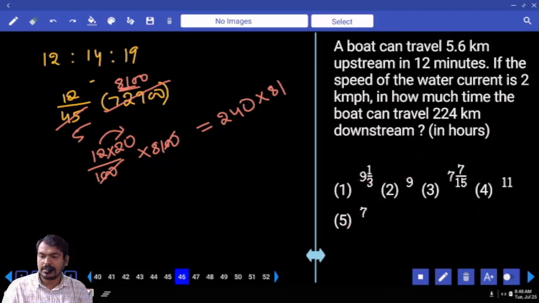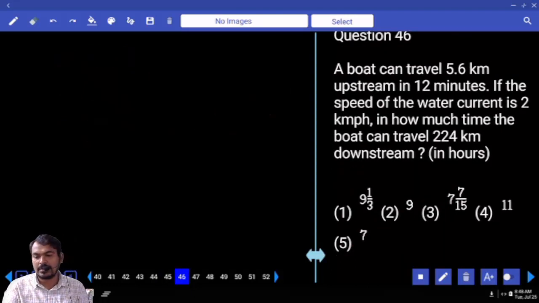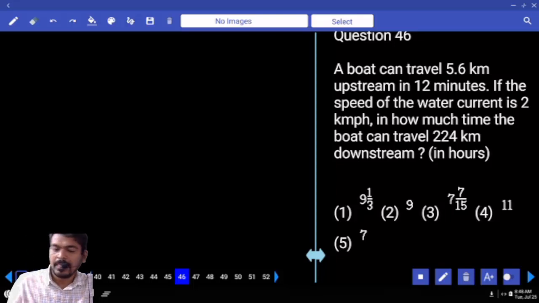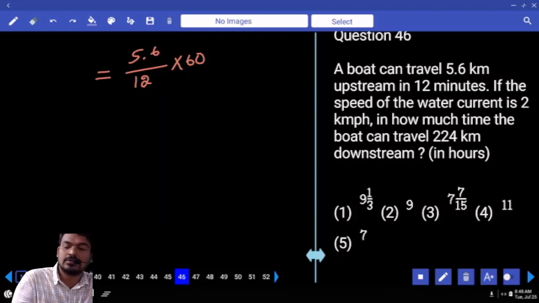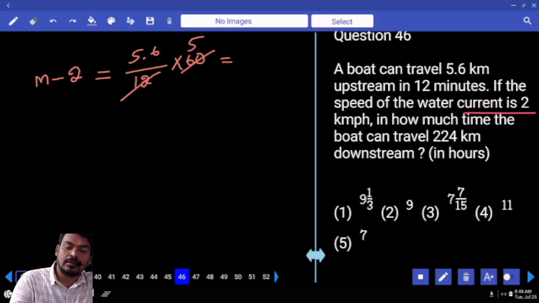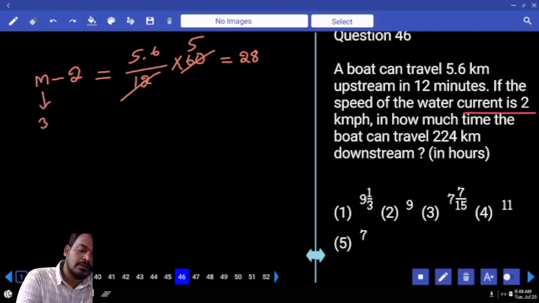Next, question number 46. A boat can travel 5.6 kilometers upstream in 12 minutes. The speed of the water current is given as 2 km per hour. In how much time can the boat travel 224 kilometers downstream in hours? What is the distance upstream? 5.6. Time is given as 12 minutes. Multiplied by 60, we get the upstream speed or downstream speed? Upstream speed, that is m minus s. What is the s value already given? 2. And here 12 is how many times of 60? 5 times. 5.6 into 5 will be 28. M minus 2 equals 28, then m value is 30.